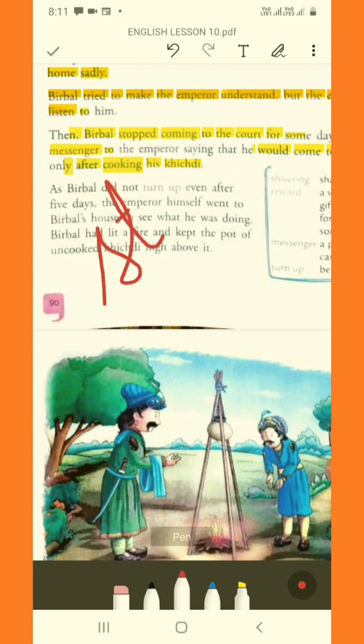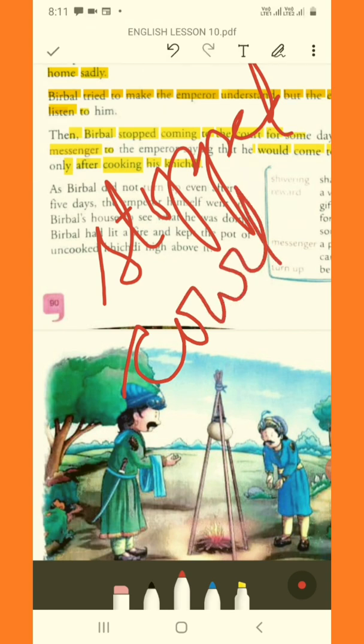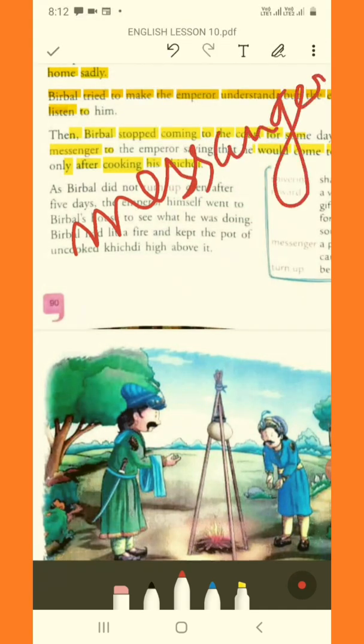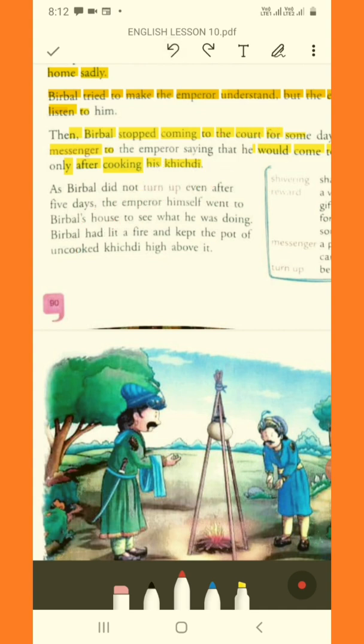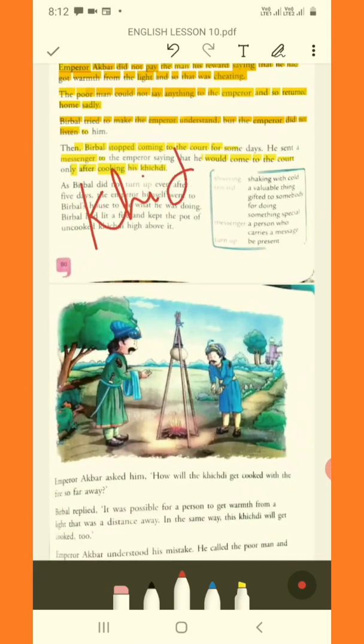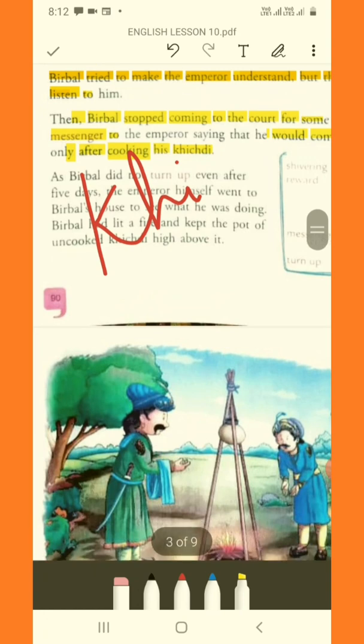Birbal stopped going to the court, and instead of appearing at the court, he sent in a messenger, and he gave the message to the messenger that he would only appear at the court once his khichdi was cooked. Clear? He said, I will only come to the court if my khichdi is fully cooked, otherwise I'm not coming. Who said this? Birbal sent this message to the emperor through the messenger. Okay.